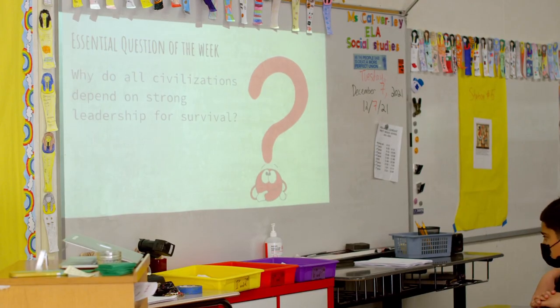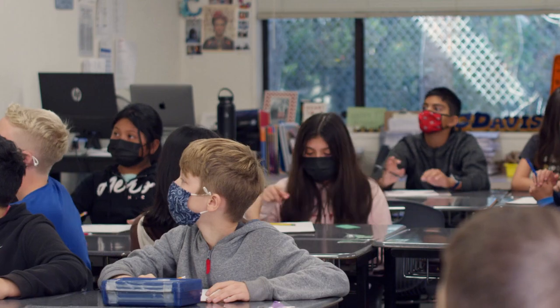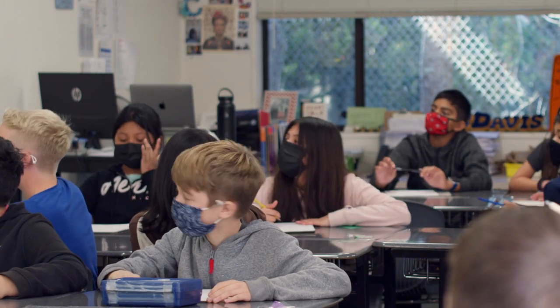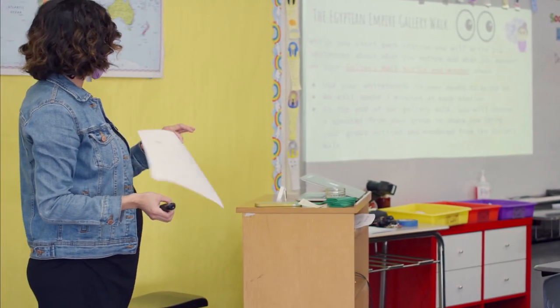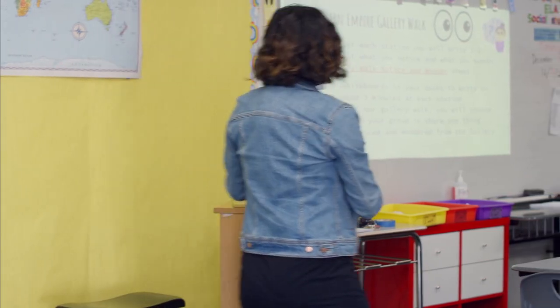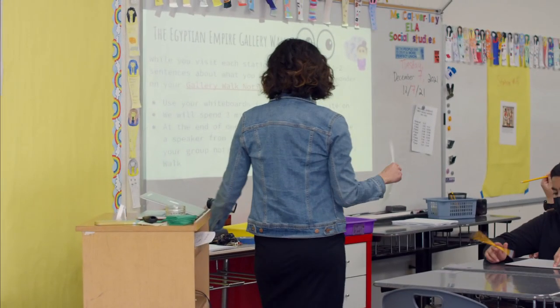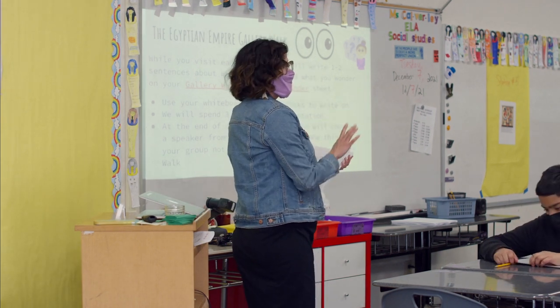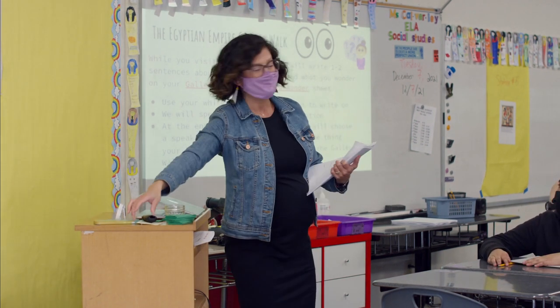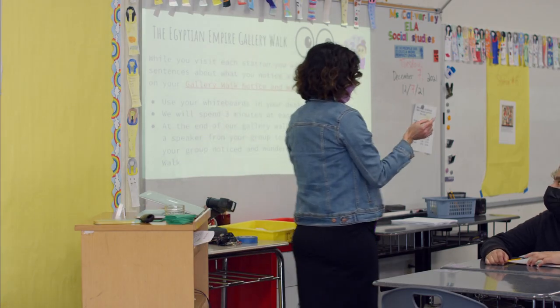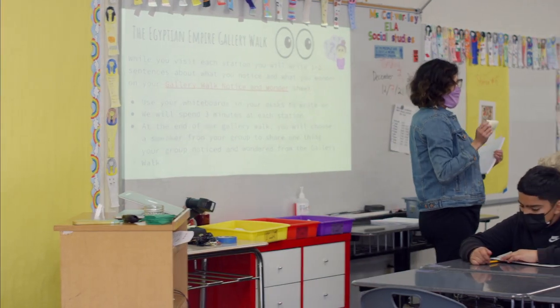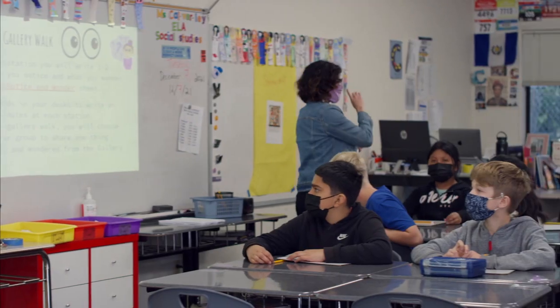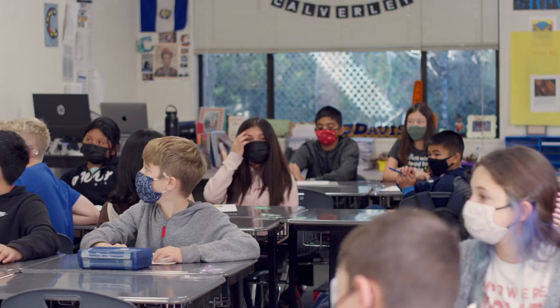And then I've created a slideshow that has the essential question. All this week, we will be working with this essential question. We are going to spend 3 minutes at each station. At the end of our gallery walk, you will choose a speaker from your group to share one thing that your group noticed and wondered. Remember that while you're going to each of these stations, you're going to have a reader read the text as the other students listen and read along quietly, as well as a practice so that we can all practice together. Let's practice.